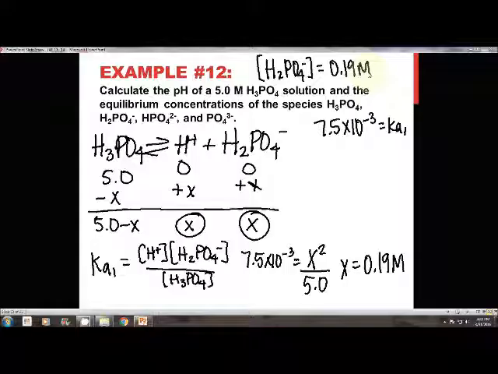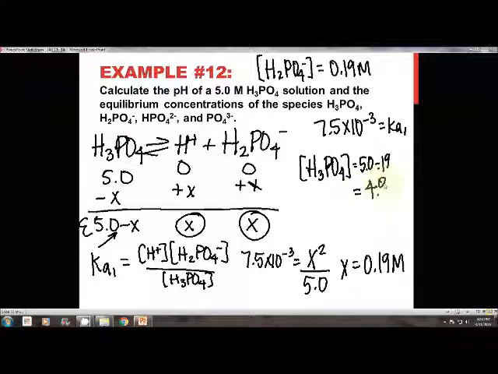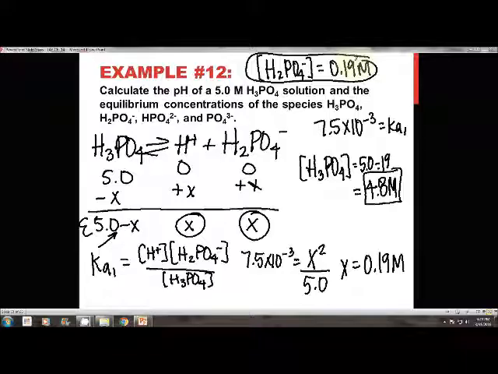We can also figure out, using X, what the equilibrium concentration of our original acid will be. To find the concentration of the H3PO4, you simply take 5 minus 0.19, and you get 4.8 molar. So that's another answer that we need. We got 2 out of our 4 answers already, which is great. Hopefully you left yourself some room, because we are going to have to write a little bit more.